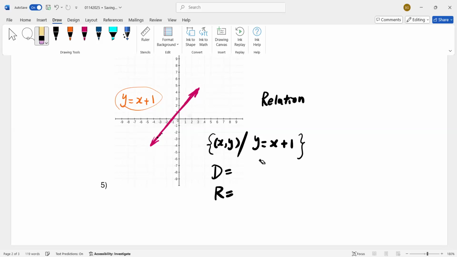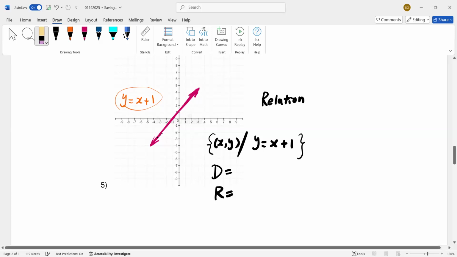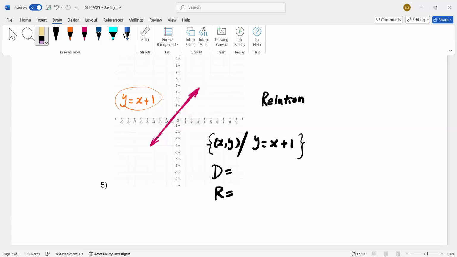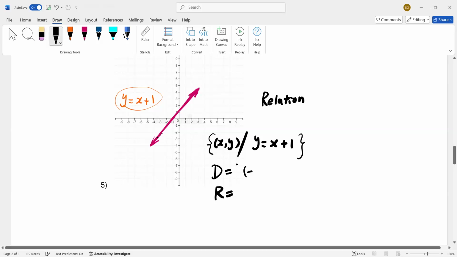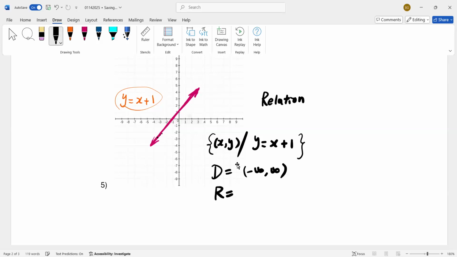The domain would be a set containing all the values x could assume. All the values x could assume. So what is the domain of the relation? Is it infinite? Very close. Okay, you want to say negative infinity to positive infinity. So you might mean this: for all real.